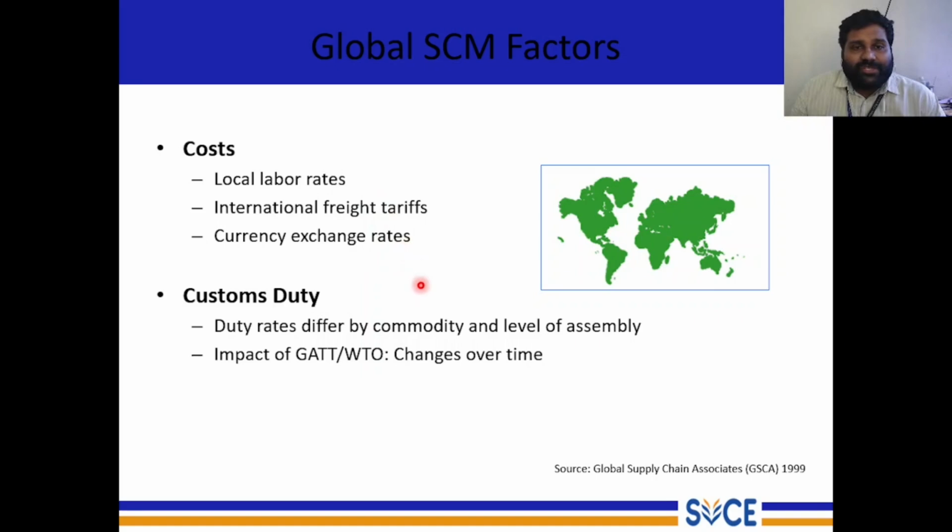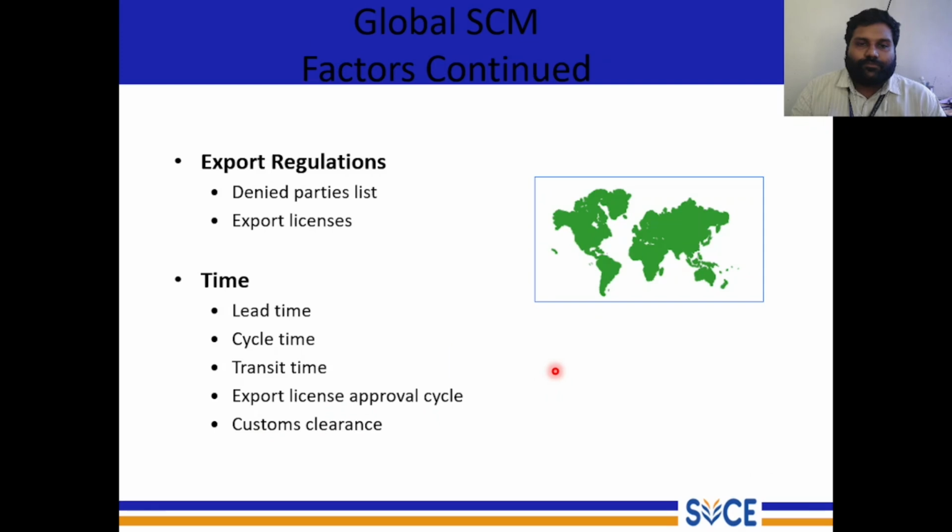Currency exchange rates, followed by customs duty. Duty rates differ by commodity and level of assembly. Impact of the WTO changes, which change over time. Export regulations, denied parties list, export license being revoked. Timing is one of the major factors. Lead time, cycle time, transit time, export license approval cycle, customs clearance. All these things contribute to the factors which need to be seen in a global issue.